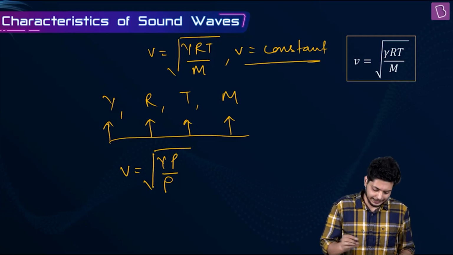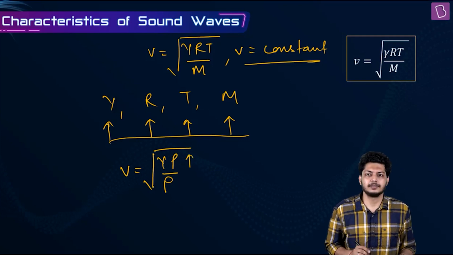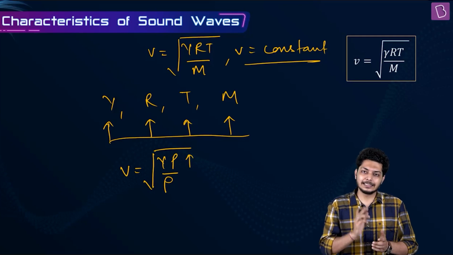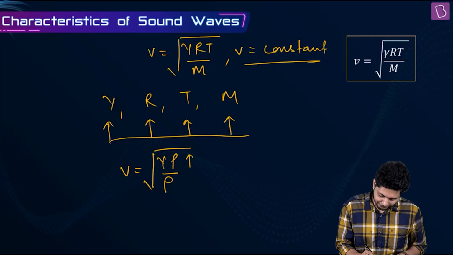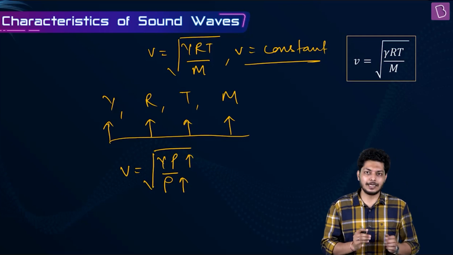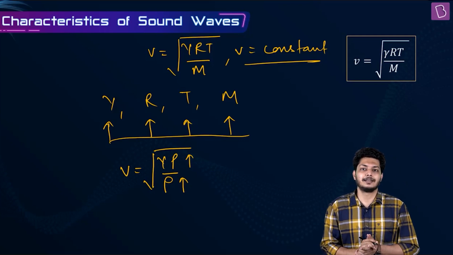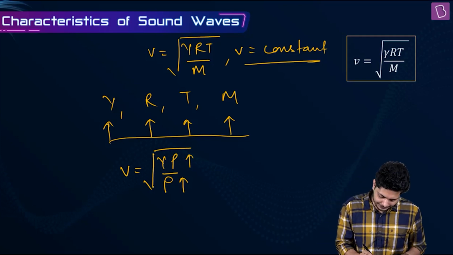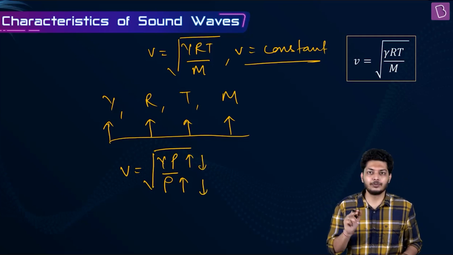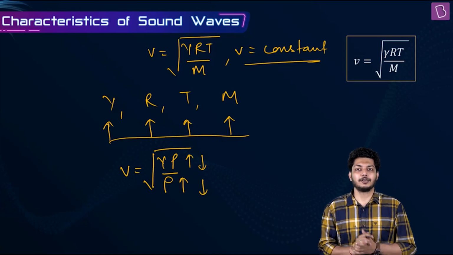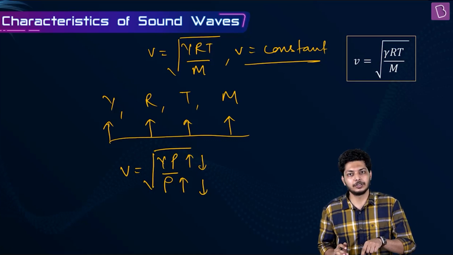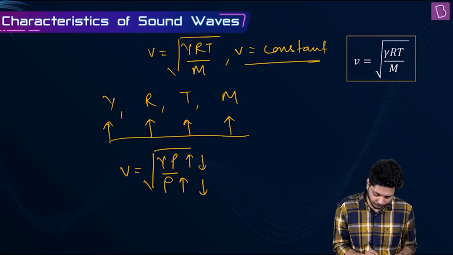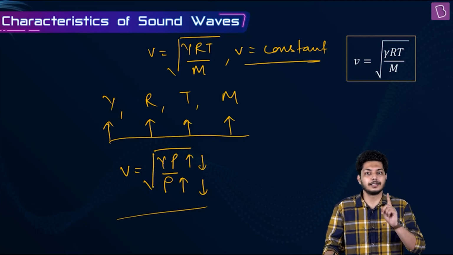But my dear friend, just imagine, if at a point in the medium pressure is increasing, density will also increase, right? If pressure increases, density will increase. That means numerator and denominator both are increasing. If pressure decreases, density at that point will decrease. So if numerator is decreasing, denominator is also decreasing. That means from this equation also we can say that speed will be constant.